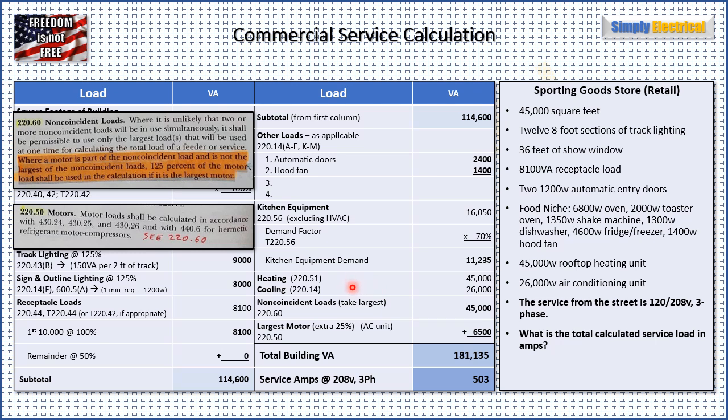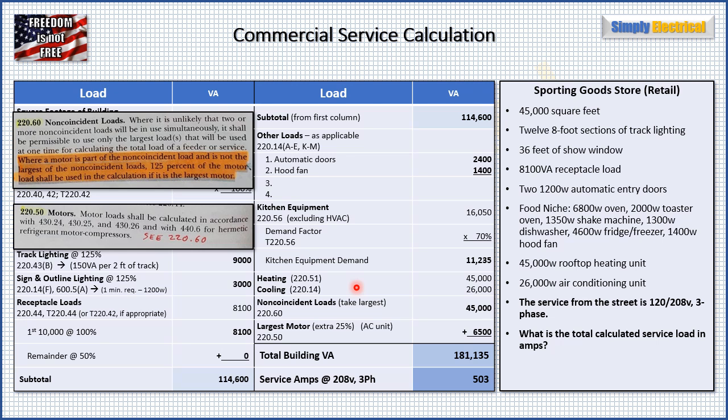Now, if you're in a plant or some kind of a factory, you may have quite a few loads that are not simultaneously used, where there's an interlock that keeps one piece of equipment from operating if another one is. So that's a different situation. But in most commercial and residential situations, the heating and cooling are the only 2 that are going to fall under this category.